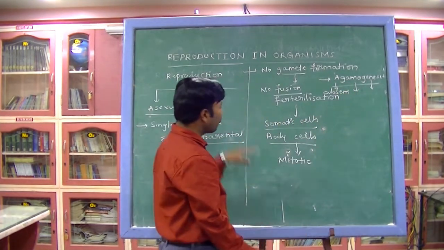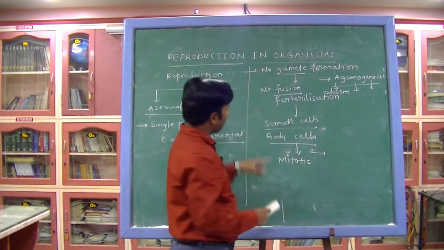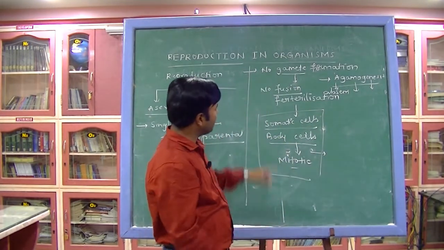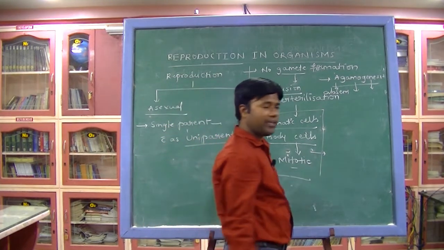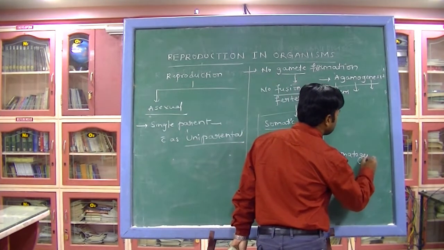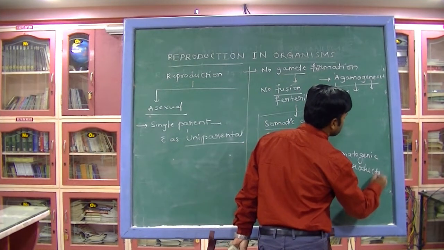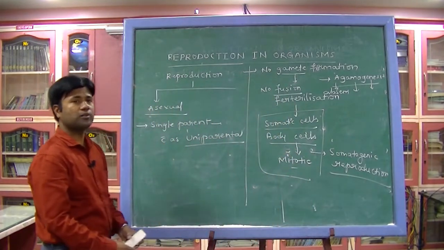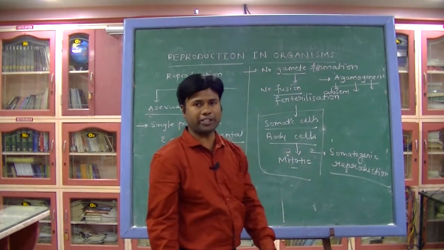Next, what type of reproduction is this one? Here, what type of cell division is there? Mitotic cell division. Where does it take place? Somatic cells, so our body cells. So that is the reason why this is called somatogenic reproduction. So we have learnt here two terms. One is agamogenesis, another one is somatogenic reproduction.